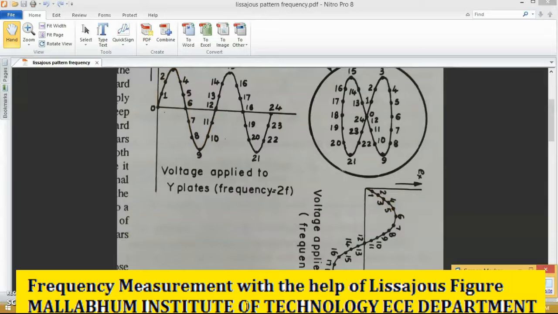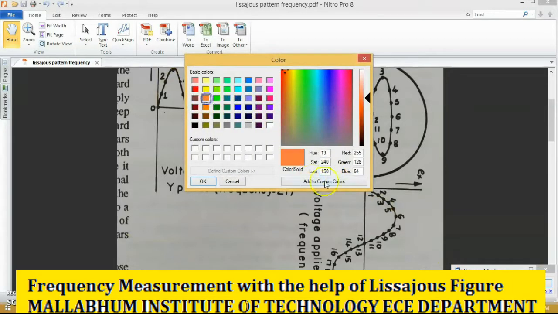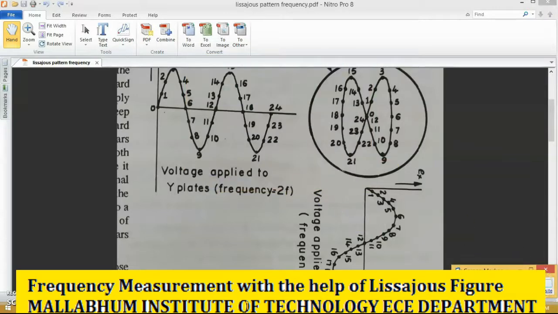Next, you can see that this is point number 1. I have already discussed that in the CRO this voltage is responsible for moving the electron beam like that, and this voltage is responsible for moving the electron beam like that, and the combination of these two generates the waveform, or the electron beam traces at the screen. Now you can see this is 0 to 3. You can see just the movement from 0 to 3. It is like that, so the electron beam is moving; try to follow in that direction.